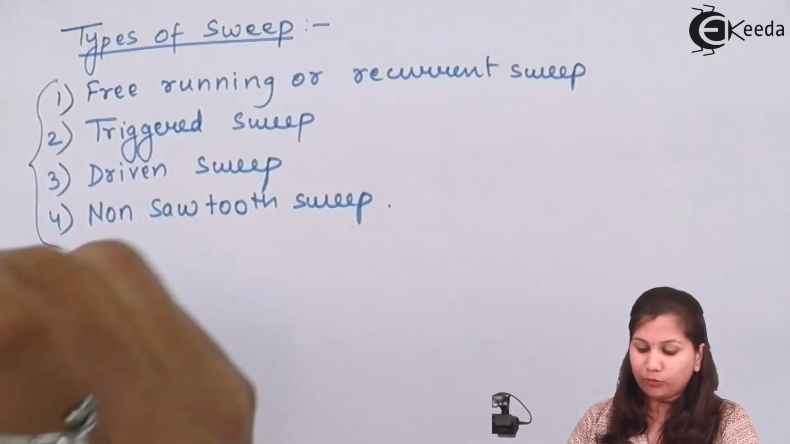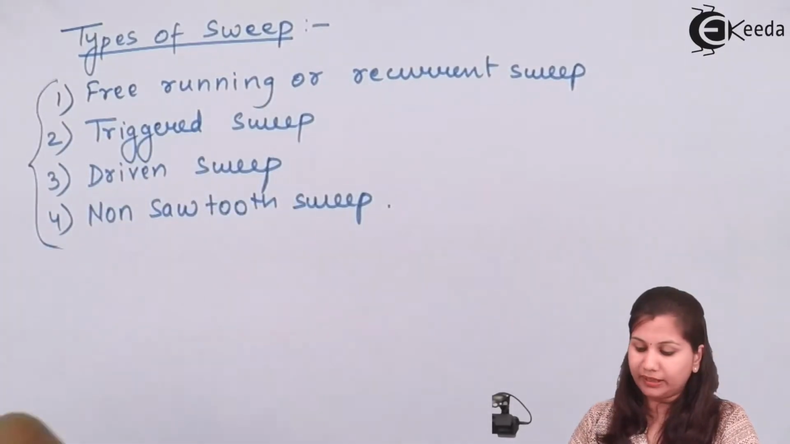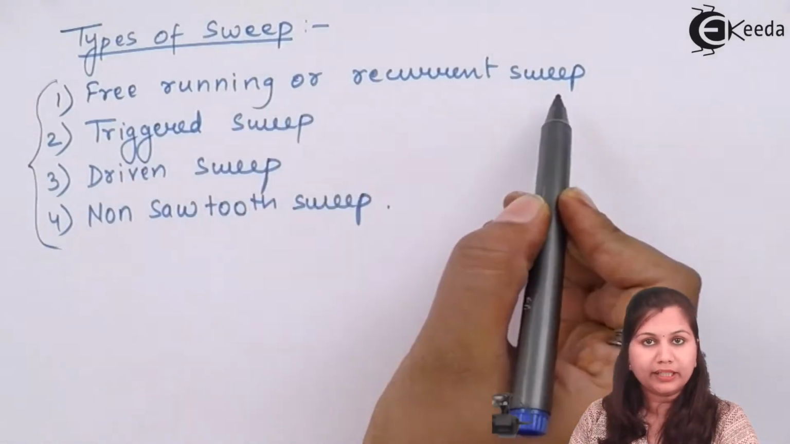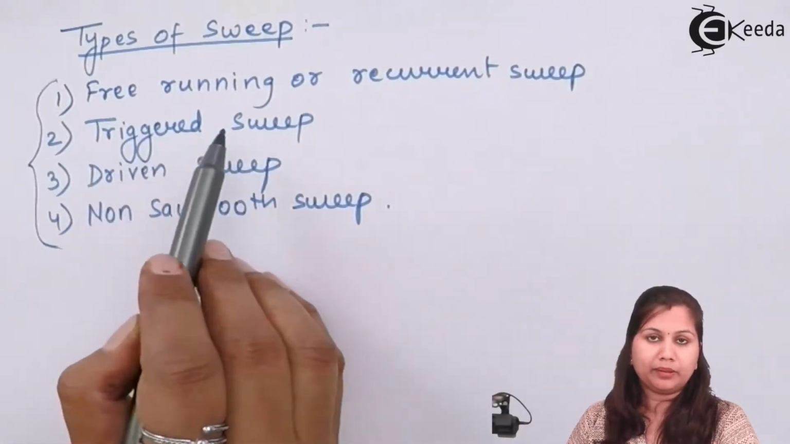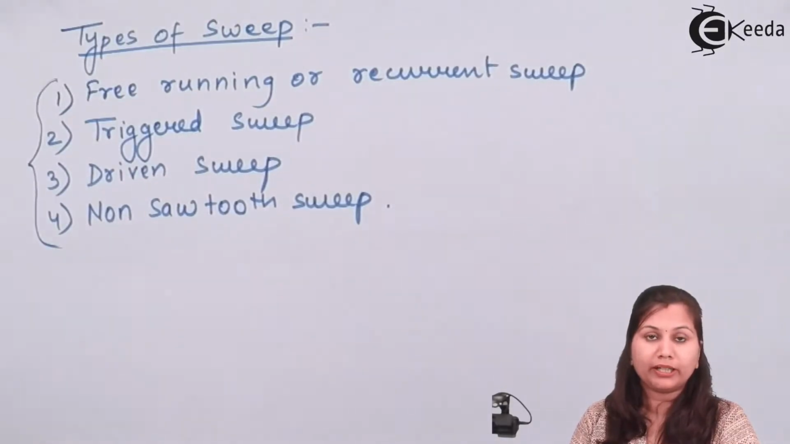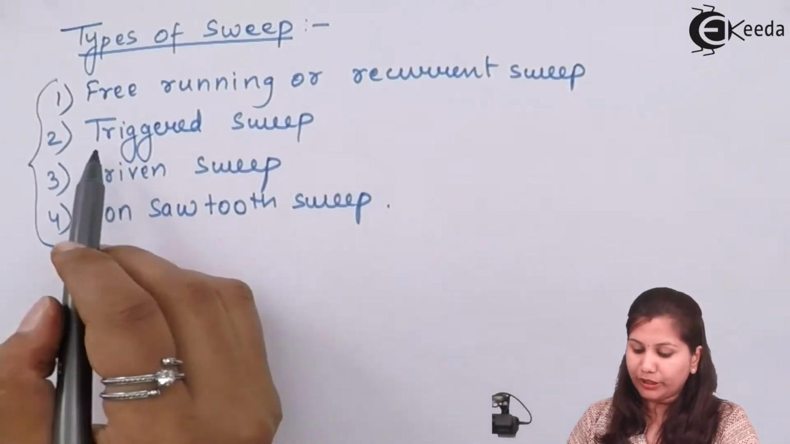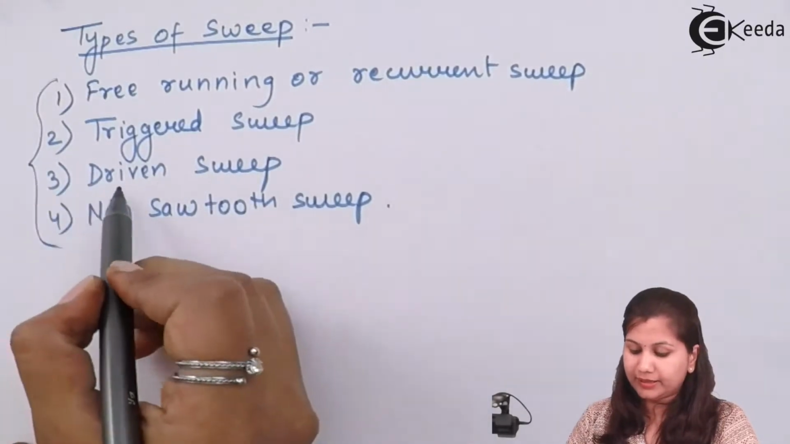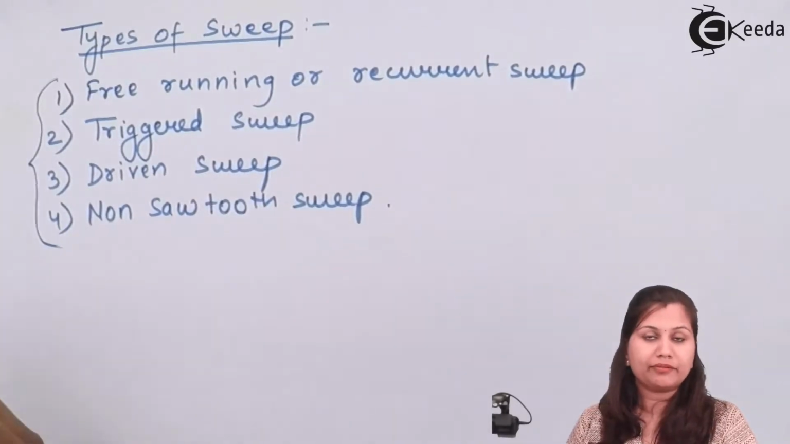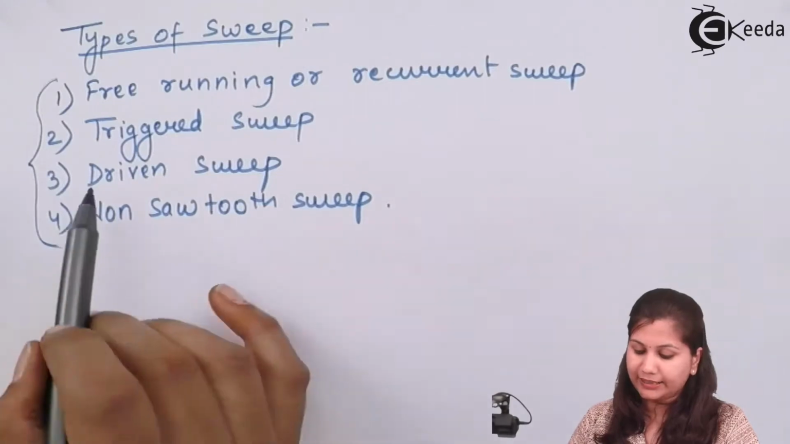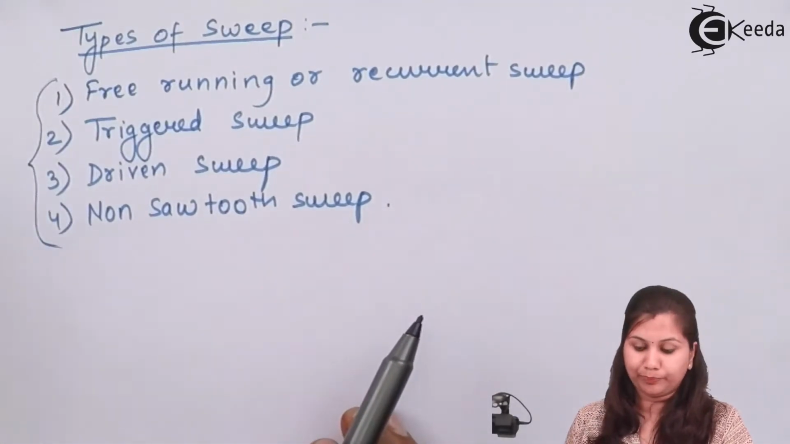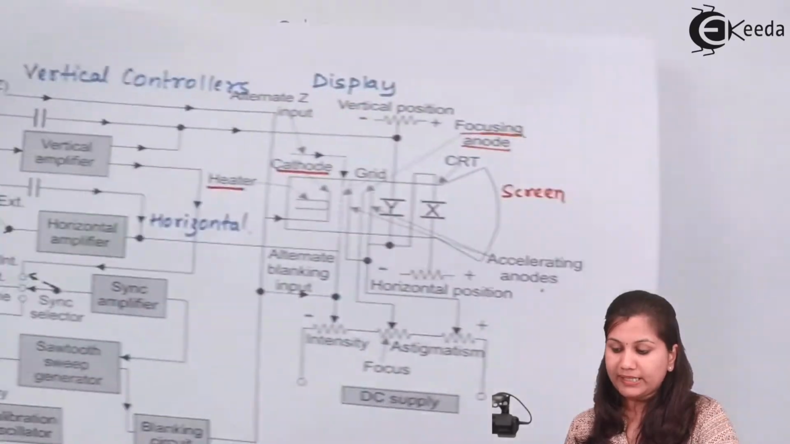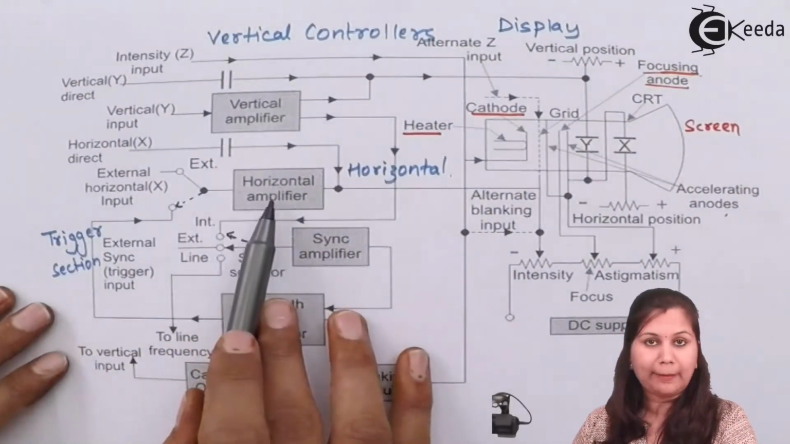generator. Okay, if we want the sweep to be generated continuously, then we use the free running or recurrent sweep. If our input signal is non-periodic, and we want the sweep to be produced or triggered by the input signal, then we use the triggered sweep. If the sweep is to be driven by the input signal, then this is the driven sweep. And if we want to compare the frequencies and measure the phase difference, then we use the non-sawtooth sweep. So this sweep generator provides these types of sweeps to the horizontal amplifier.